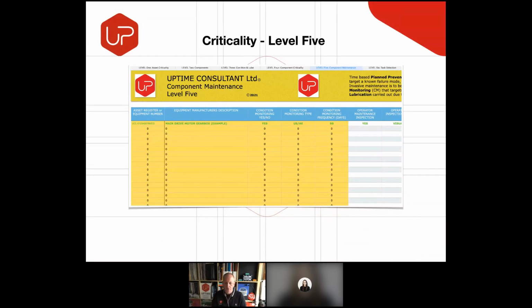So do we need an operator? Do we need a technician? Are we going to do it on a time basis? What's the condition monitoring type that we're going to use? So we're going to use ultrasound. Are we going to use vibration? Are we going to use oil sampling or acoustic emission? What kind of condition monitoring are we going to use? And this is where this sometimes flushes out some of those training needs.